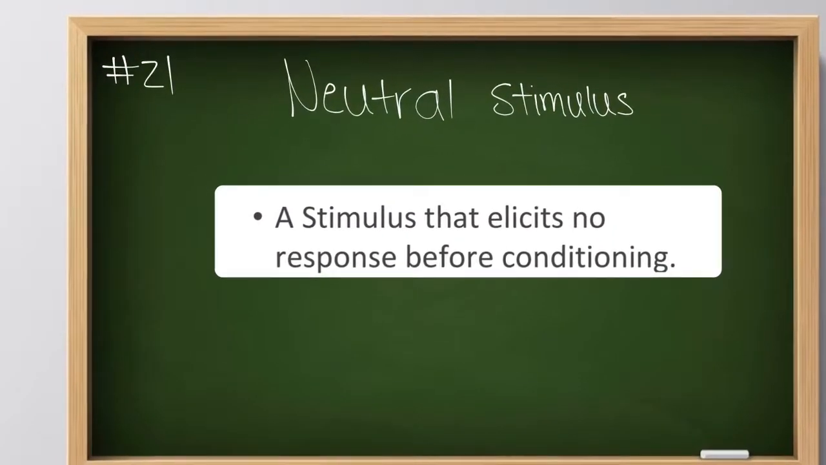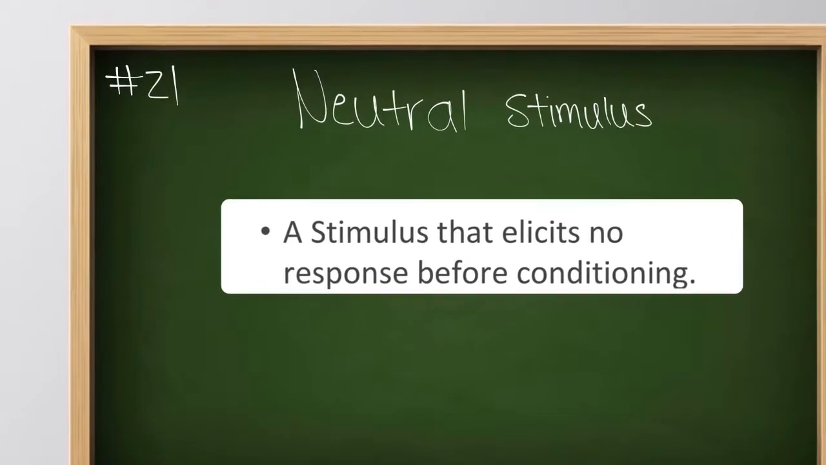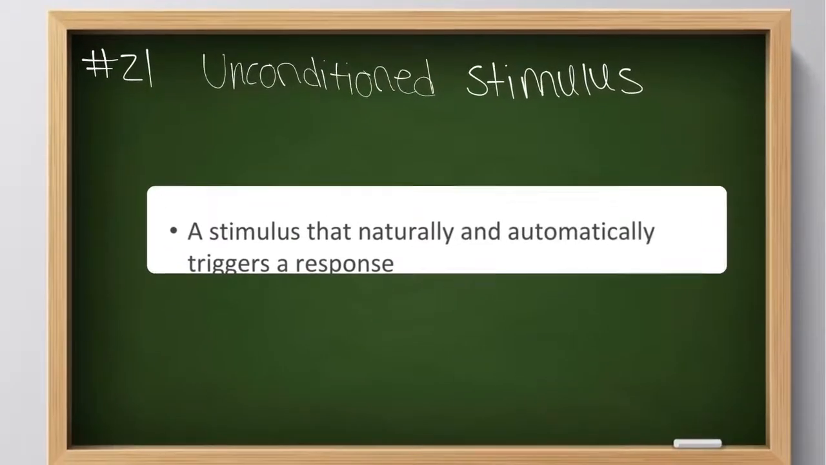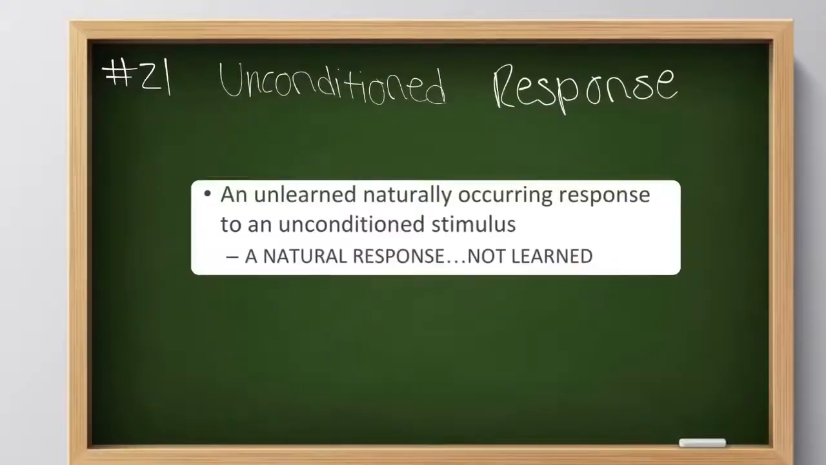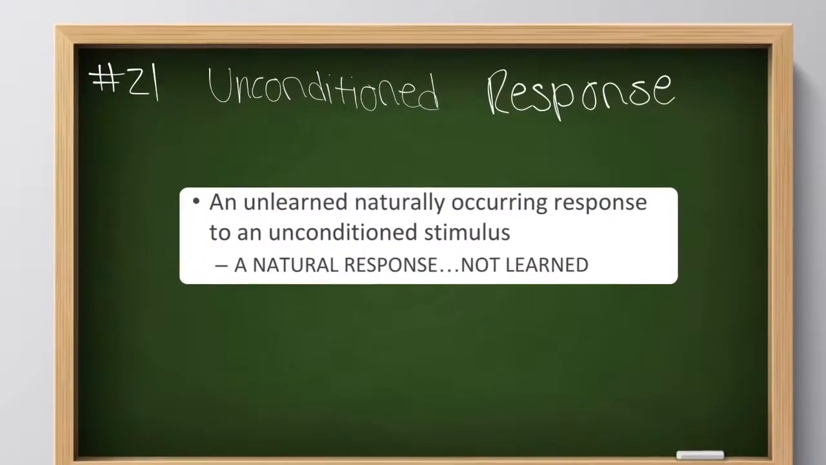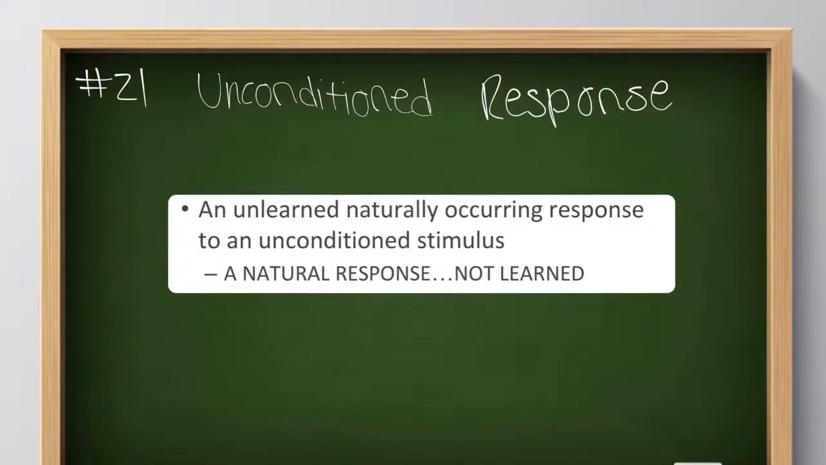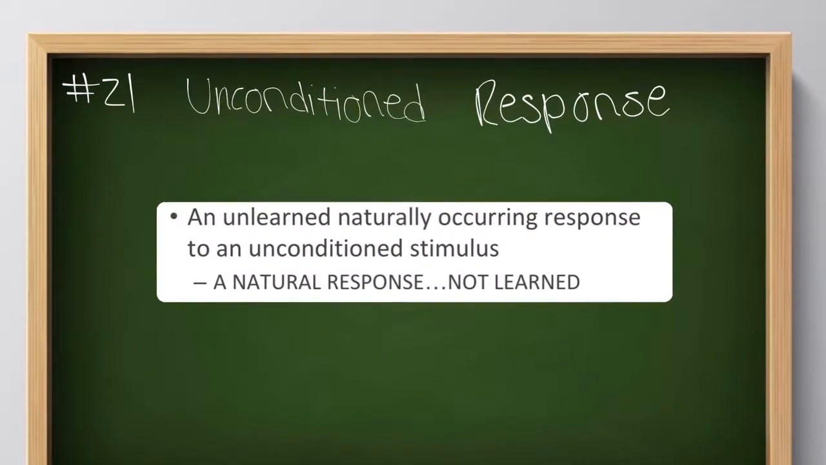The way I like to think about it is that this happens in 5 parts. Part number 1 is the neutral stimulus, which is a stimulus that elicits no response before conditioning. Then, you will have your unconditioned stimulus, which is a stimulus that naturally and automatically triggers a response. Number 3, you're going to go to your unconditioned response, which is an unlearned, naturally occurring response to an unconditioned stimulus. Remember, a natural response, not learned.